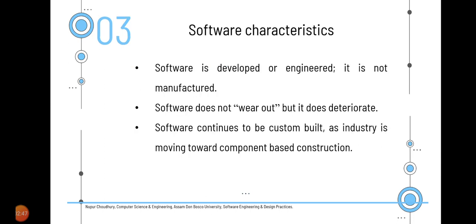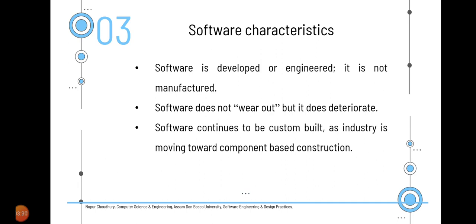So moving ahead, we will now look at the various software characteristics. Generally, it is said that software is developed or engineered and it is not manufactured. It does not wear out, but definitely it deteriorates. Software continues to be custom built as the industry is moving towards component based construction, and more demands are rising for custom made applications, that is, whatever the user wants, only with those features, or modification of the existing software with the user required features is basically done.